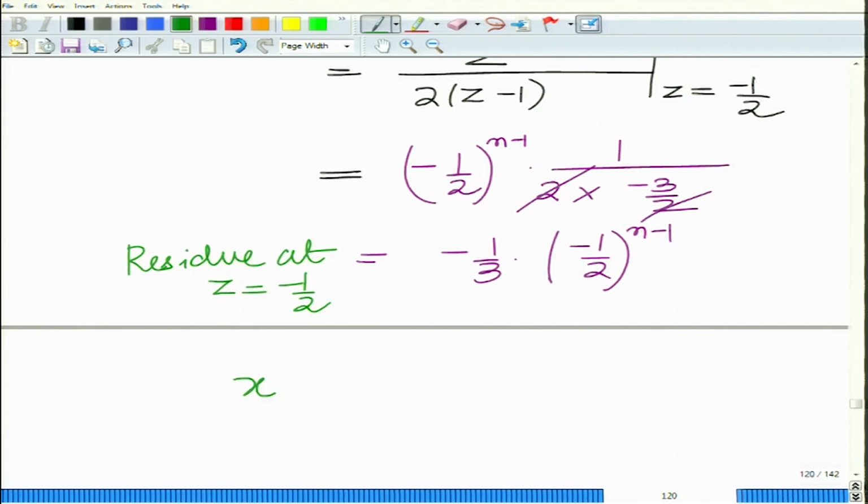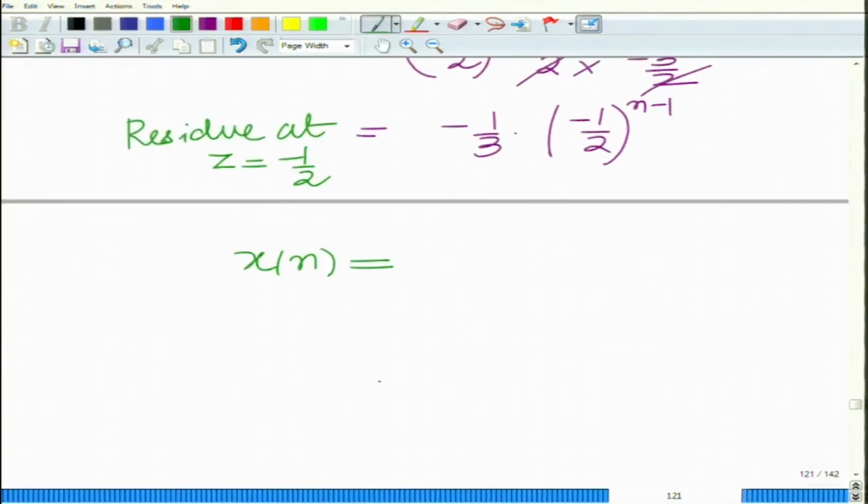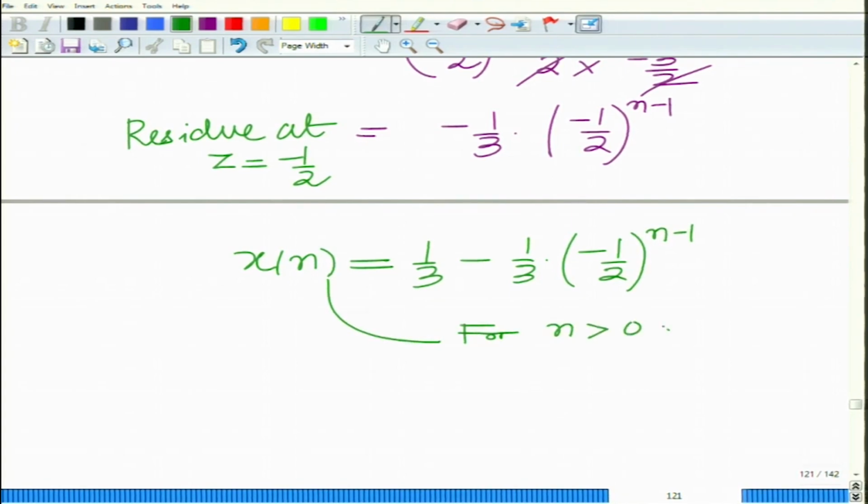Therefore, x[n] is simply the sum of these two residues, that is residue at z equal to 1 plus residue at z equal to minus half, that is 1 over 3 minus 1 over 3 (minus half) raised to n minus 1. Remember, this is for n greater than 0.